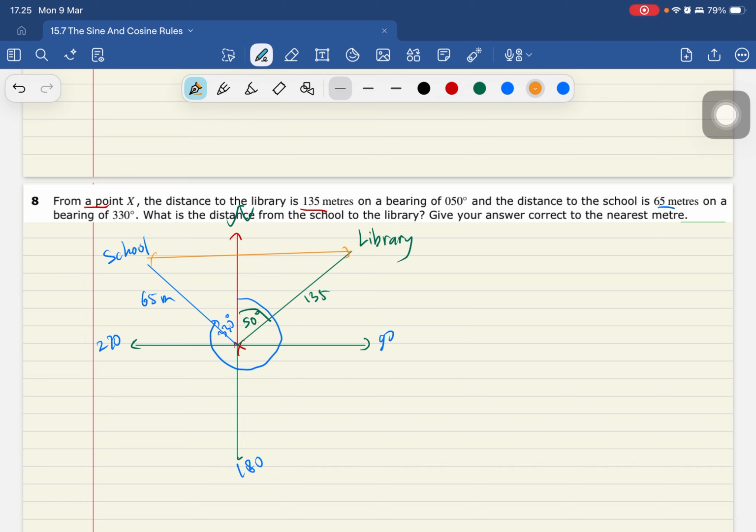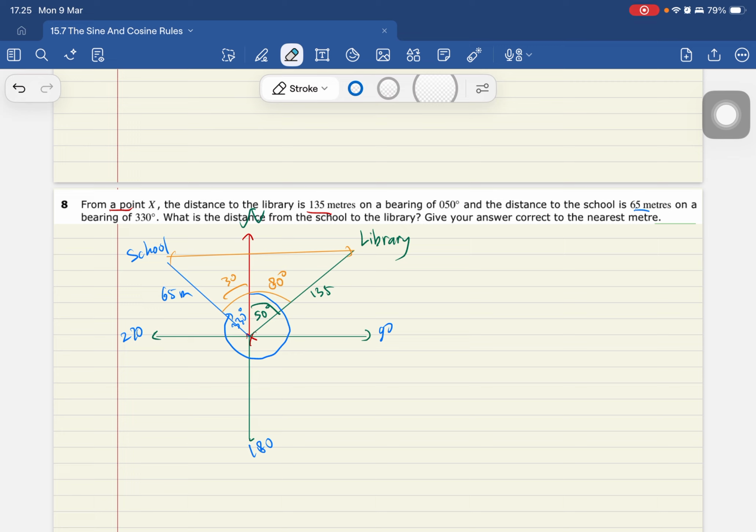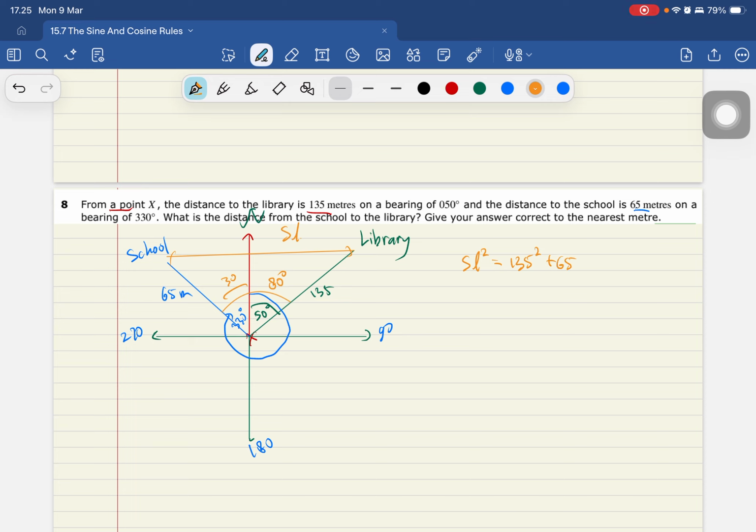This is 50 degrees, and here we've got 30 degrees, so the total angle of this triangle is 80 degrees. So we can use the cosine rule. This is school and library, SL. So school-library squared equals 135 squared plus 65 squared minus 2 times 135 times 65, and then we multiply by cos 80 degrees.